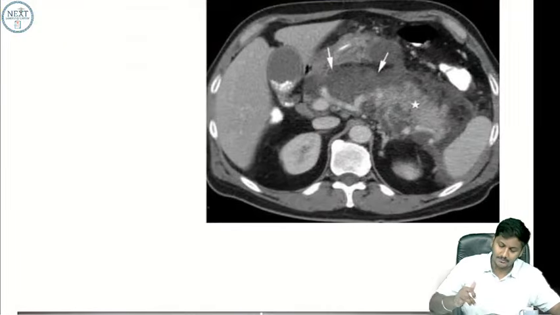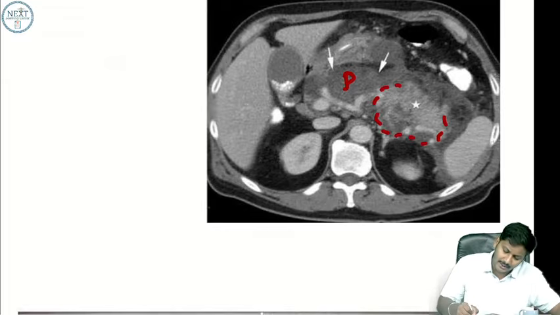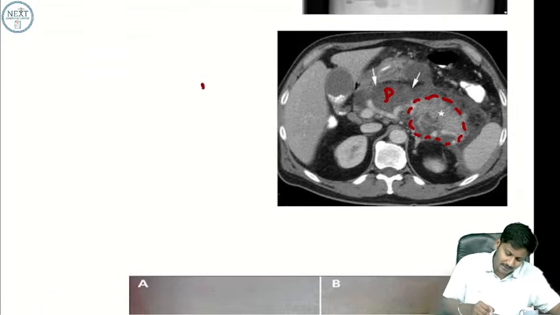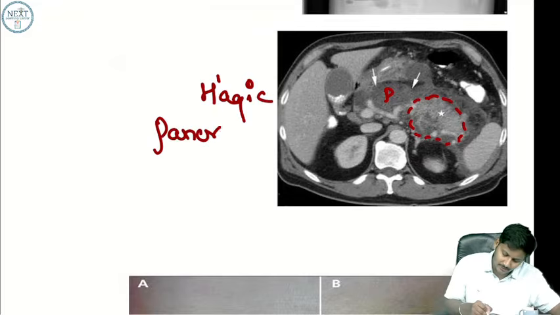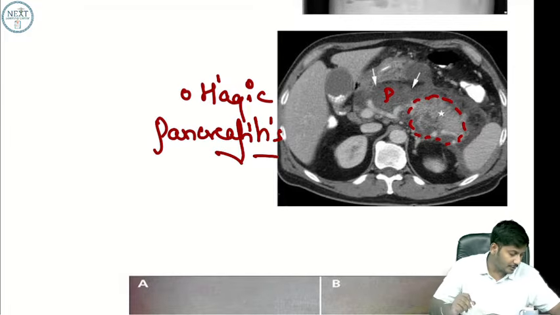On that CECT abdomen, this kind of picture can be seen. This is the edematous pancreas that you are able to see, and this is nothing else but the blood collected. So it is not only a case of pancreatitis, but this is a picture of acute hemorrhagic pancreatitis. Whenever there is acute hemorrhagic pancreatitis, this kind of bleeding can be seen. Clear?